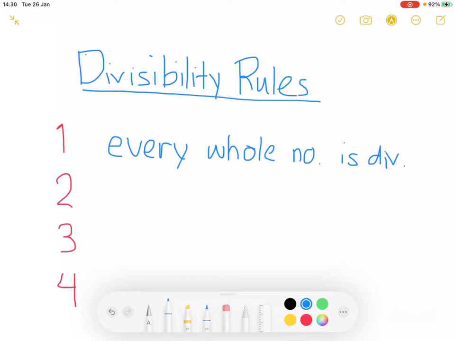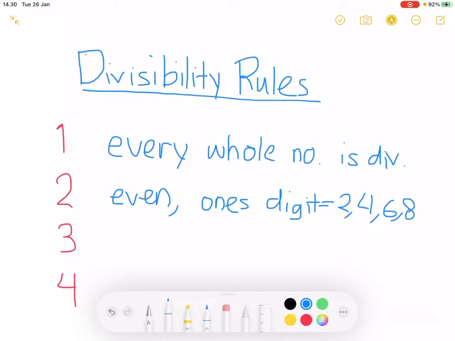The divisibility rule for 2 says that a number is divisible by 2 if it is even, or in other words, its last digit, or its ones digit, is either 2, 4, 6, 8, or 0. So any of these 5 possibilities right here. Let's just look at an example of this.